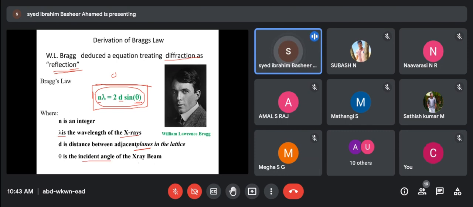Okay, incident angle of the X-ray beam, and also it can be utilized for the emitting angle or the diffracting angle. Okay, it is denoted with the same theta. So how to derive this equation?